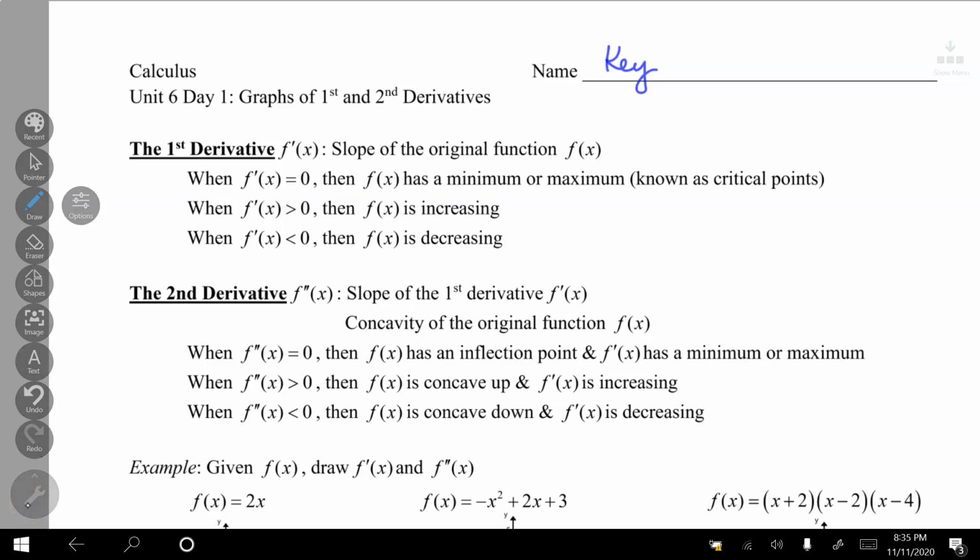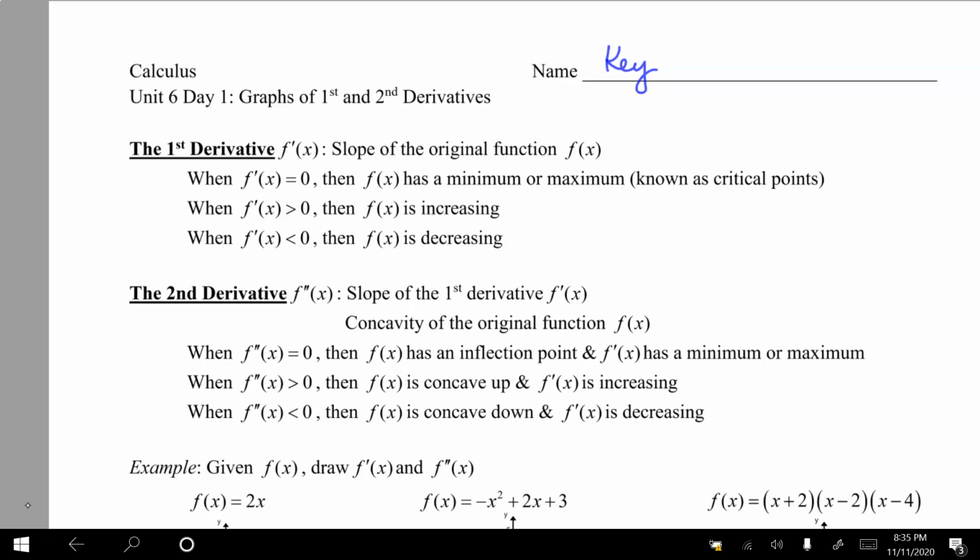Hello, welcome to Unit 6. On day 1, we're going to revisit graphs of first and second derivatives. We did this in Unit 4, before Halloween. We looked at graphs of functions and drew the graphs of the first and second derivatives, noting what was important to us.